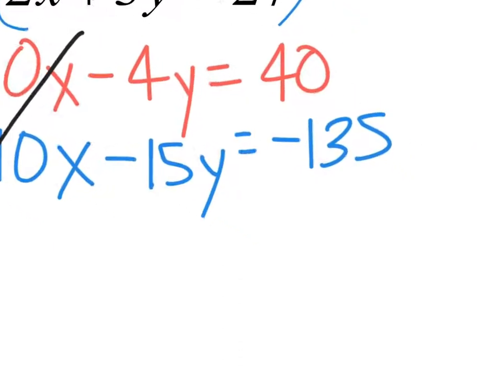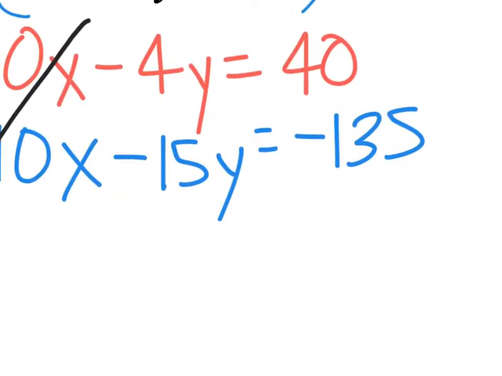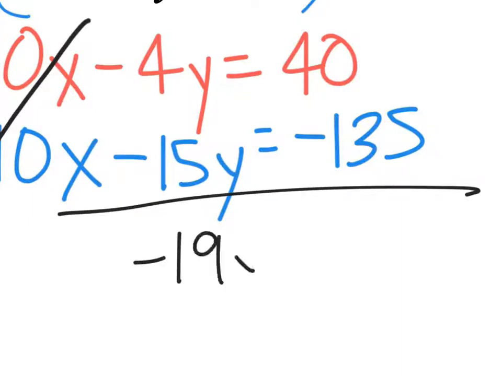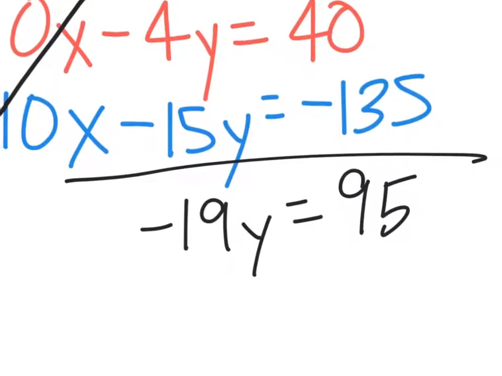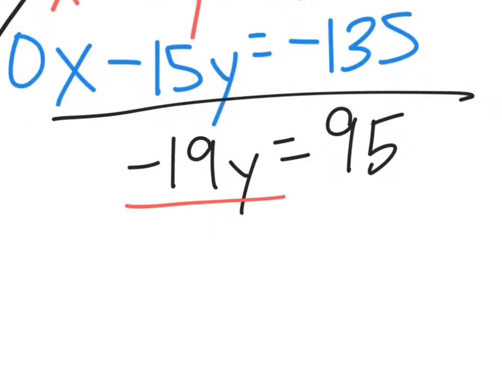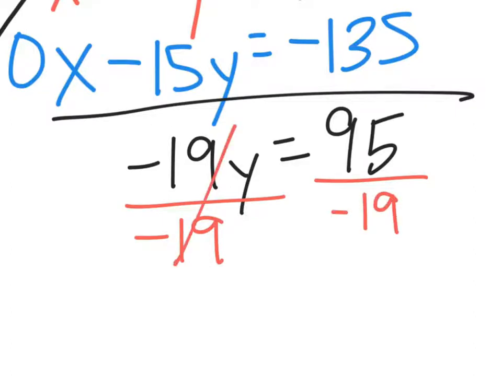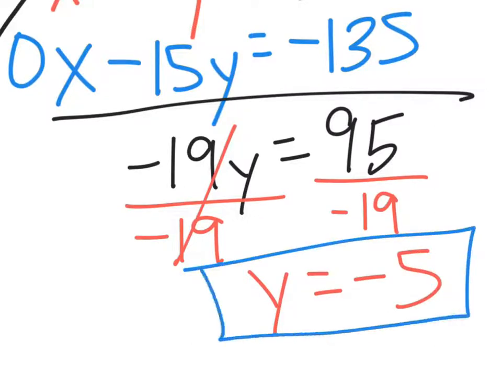And let's take a look at what we have left. Negative 4y minus 15y is going to give us negative 19y. And 40 minus 135 is going to give us negative 95. Great. Not done yet. We've got to eliminate the negative 19 by doing the inverse operation, which of course is division. So negative 19s cancel out, and we're left with y being equal to what? 95 divided by negative 19 is negative 5. Great. So we just solved for y.